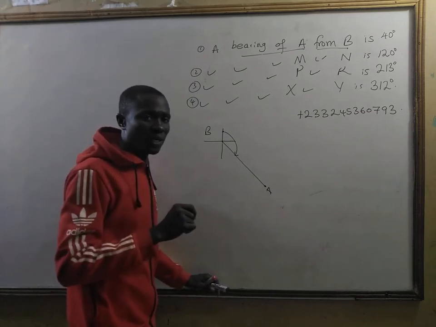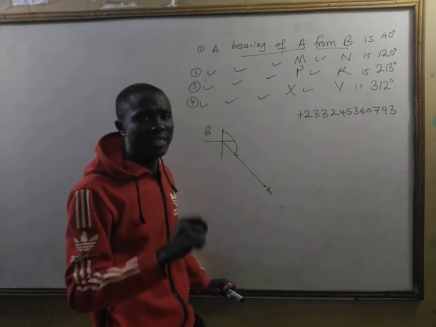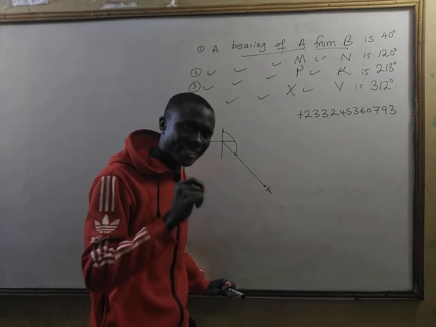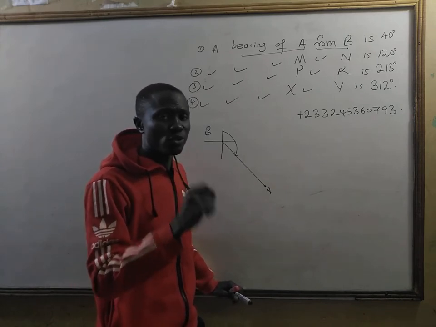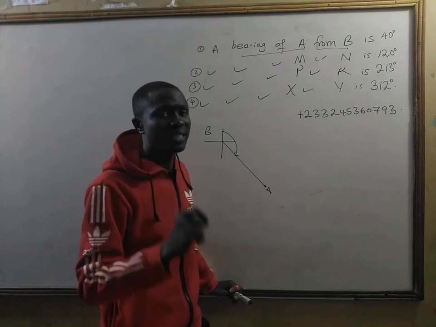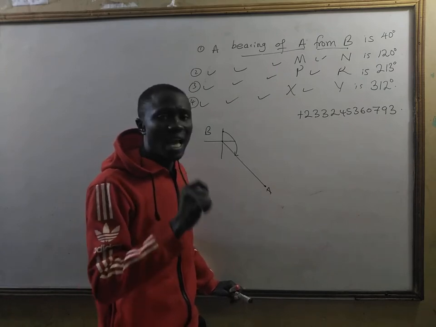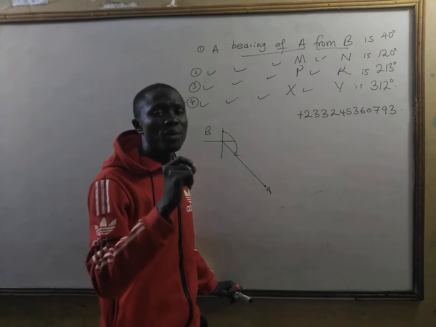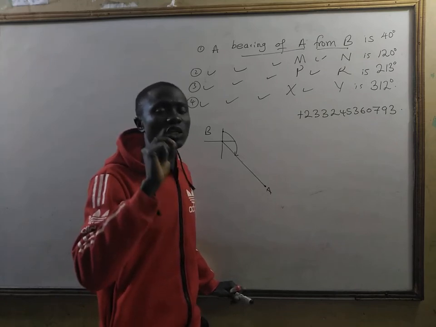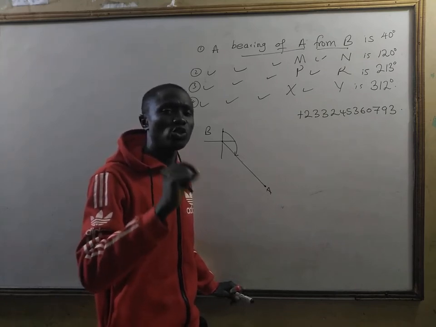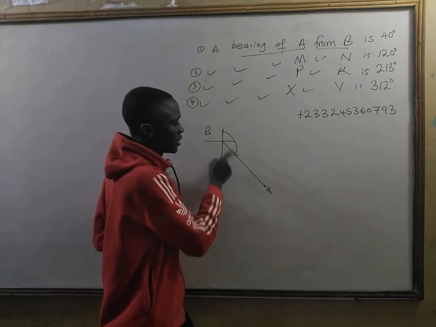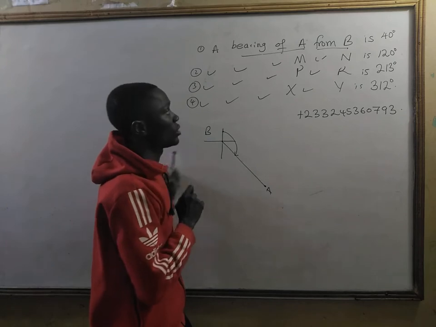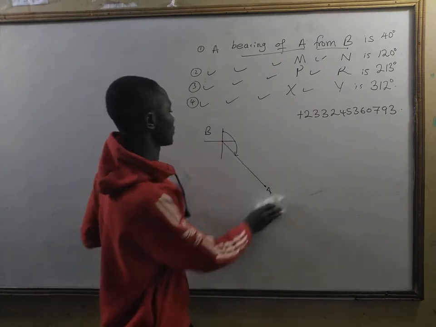The three-figure bearing is represented using 3 digits, starting from 000 up to 360 degrees. And it is always measured in degrees. And we measure the angle from the geographic north, so north of this point, to the line that we are talking about.